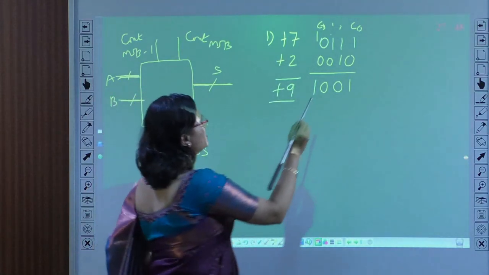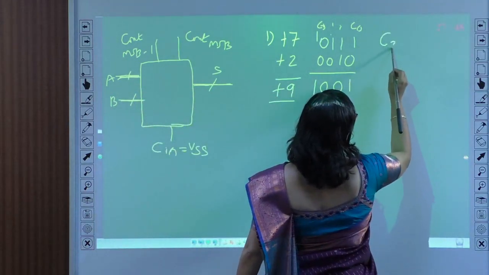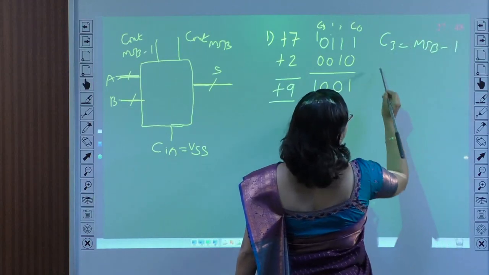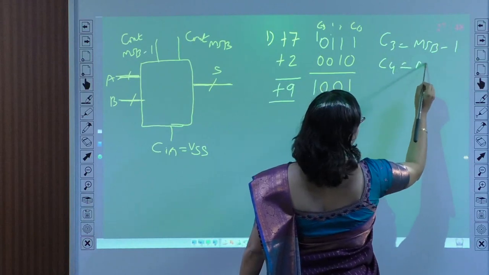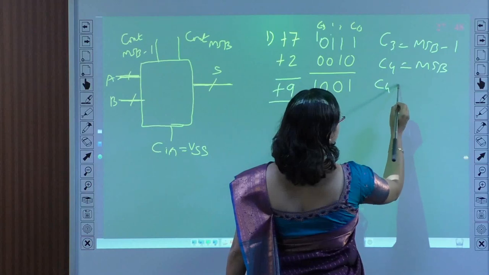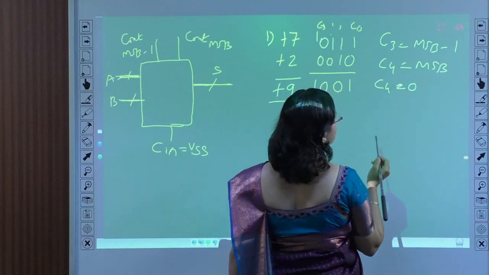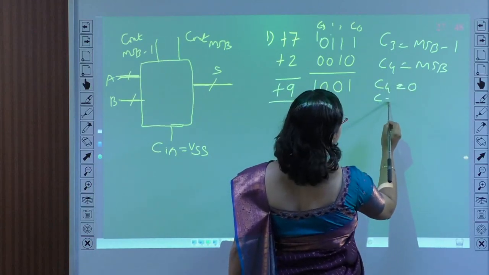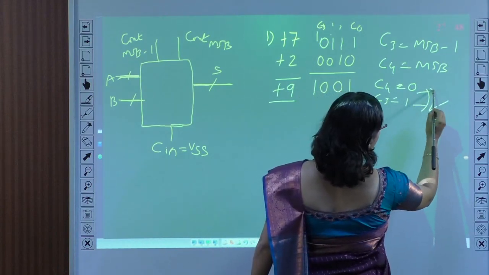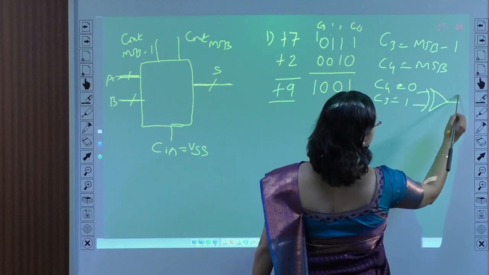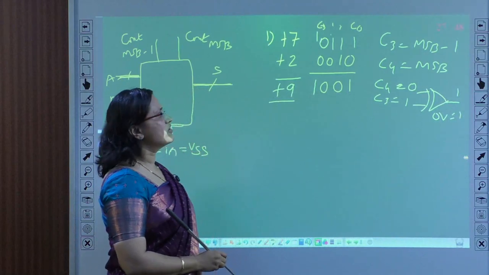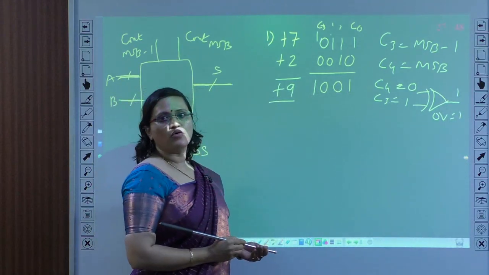C3 is nothing but your MSB minus 1 and C4 is nothing but MSB. So in this case, your C4 is 0 and your C3 is 1. If you give them to an XOR gate, then you get the output as 1. That means there is an overflow. So you get the output as 1.